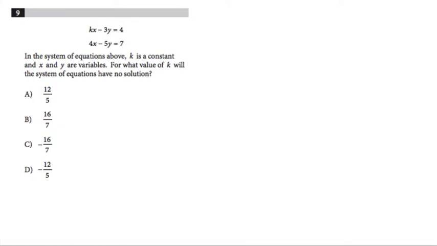Hi, so today's SAT question is from the College Board's official study guide, practice test number 3, math non-calculator number 9. And I love this question.